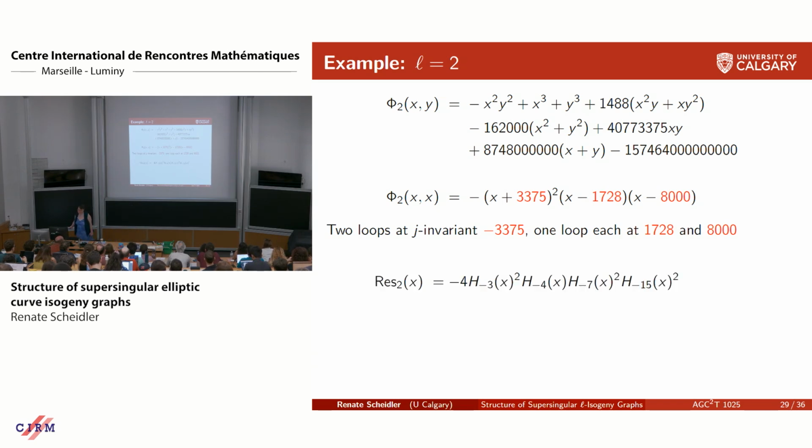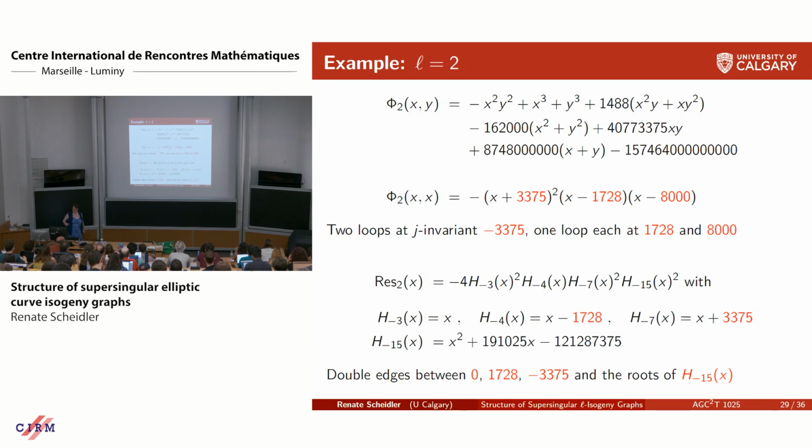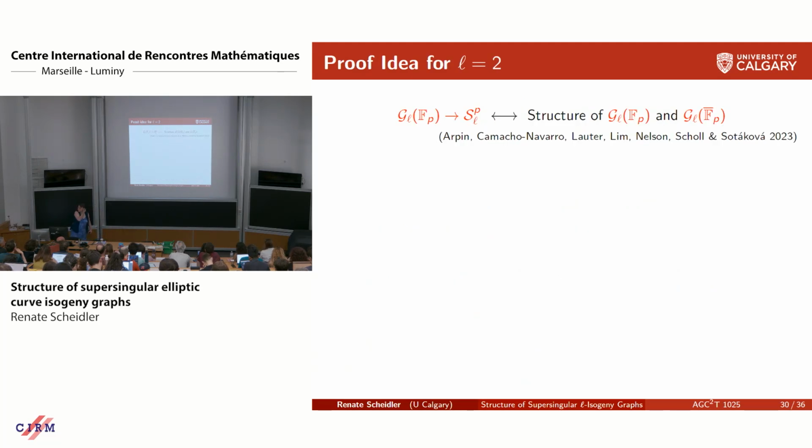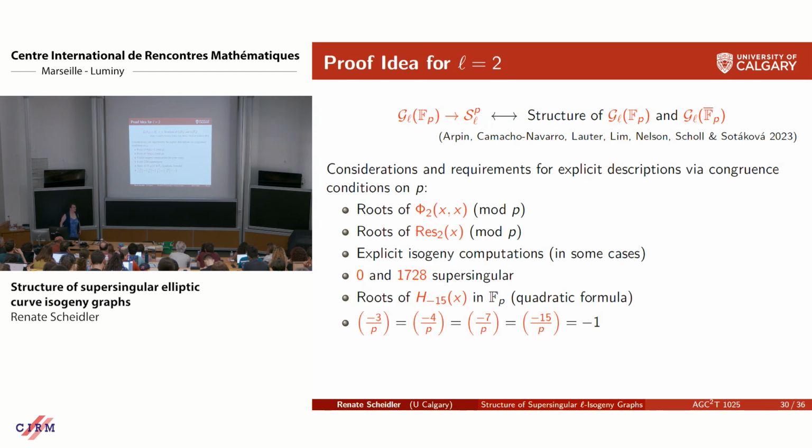This res polynomial factors into these Hilbert class polynomials. So you see here 1728 is in common with these, and this one is in common. And so you're going to have double edges between some of these j-invariants and also the roots of this H15, which you can just calculate via the simple quadratic formula. If you want to understand this, for example for L equals 2, again this was described in considerable detail in the supersingular land paper and just translated into congruence conditions in this work. So here are the ingredients that go in there.